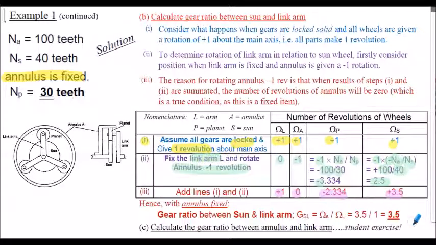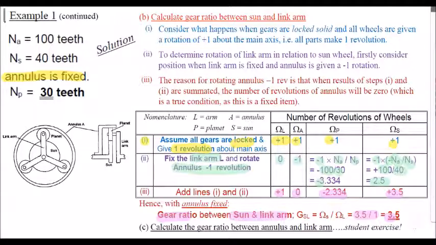So with the solution here, we can straight away see the gear ratio between the sun and the link arm, which we were asked for, and that's going to be 3.5 to 1. So 3.5 on the sun wheel and 1 on the link arm. 3.5 to 1 is the gear ratio. Okay, so that's a little exercise showing how to calculate the gear ratio using the tabular method.